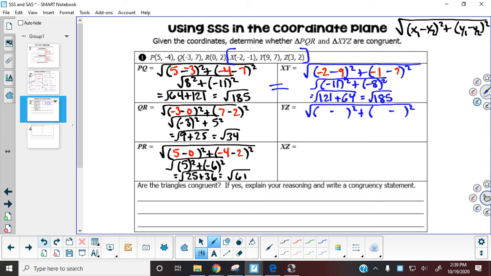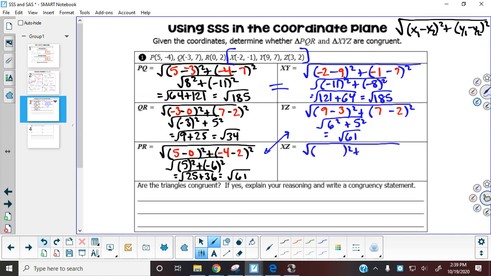So we're going to go ahead and we're going to plug in again our x's. So we have 9 and 3 for our first pair. For our y's, we have 7 and 2. When we simplify, you get 6 squared and 5 squared, which is then going to be the square root of 61 when we simplify. So again, these two are now the same. So we have to go ahead and check our third one to make sure that all three are the same.